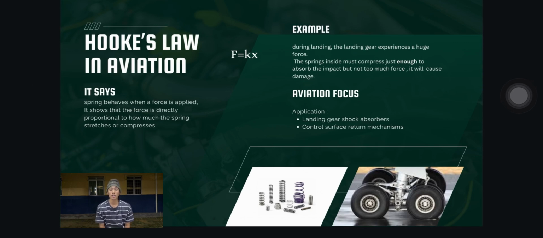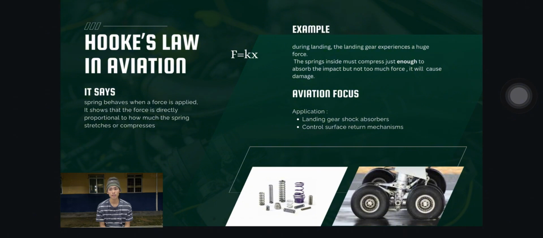Okay. So now let's move into an important engineering principle called Hooke's law, as mentioned by my friend just now. Hooke's law explains how a spring behaves when a force is applied to it. Basically, it tells us that the force applied to a spring is directly proportional to how much the spring stretches or compresses. In simpler terms, the more force you apply, the more the spring will deform, but only up to a certain limit. This concept is extremely important in aviation engineering because aircraft components must behave in a predictable and controlled way.